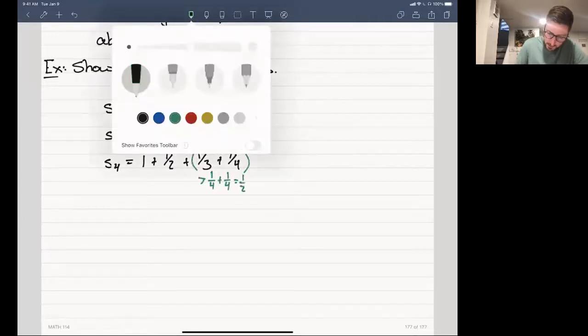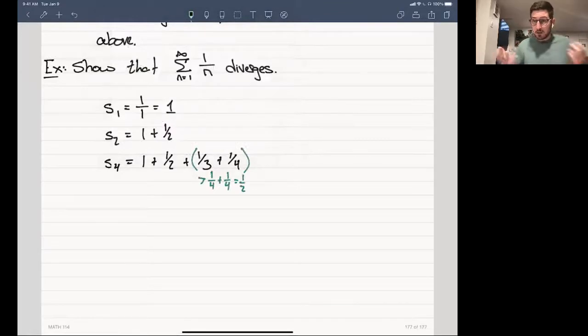So what I can say here is that, without doing any math, without getting out my calculator or doing some annoying adding of fractions, this is bigger than 1 plus 1/2 plus 1/2. Okay? Now, let's go up another power of 2 here. Let's look at S8.